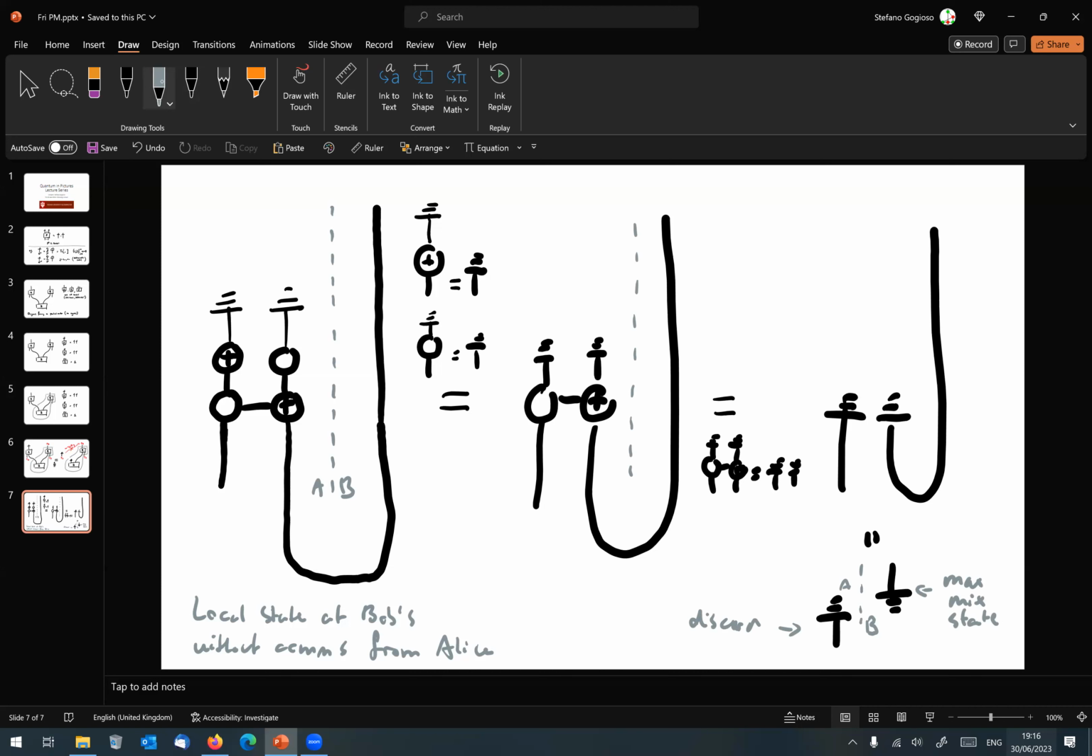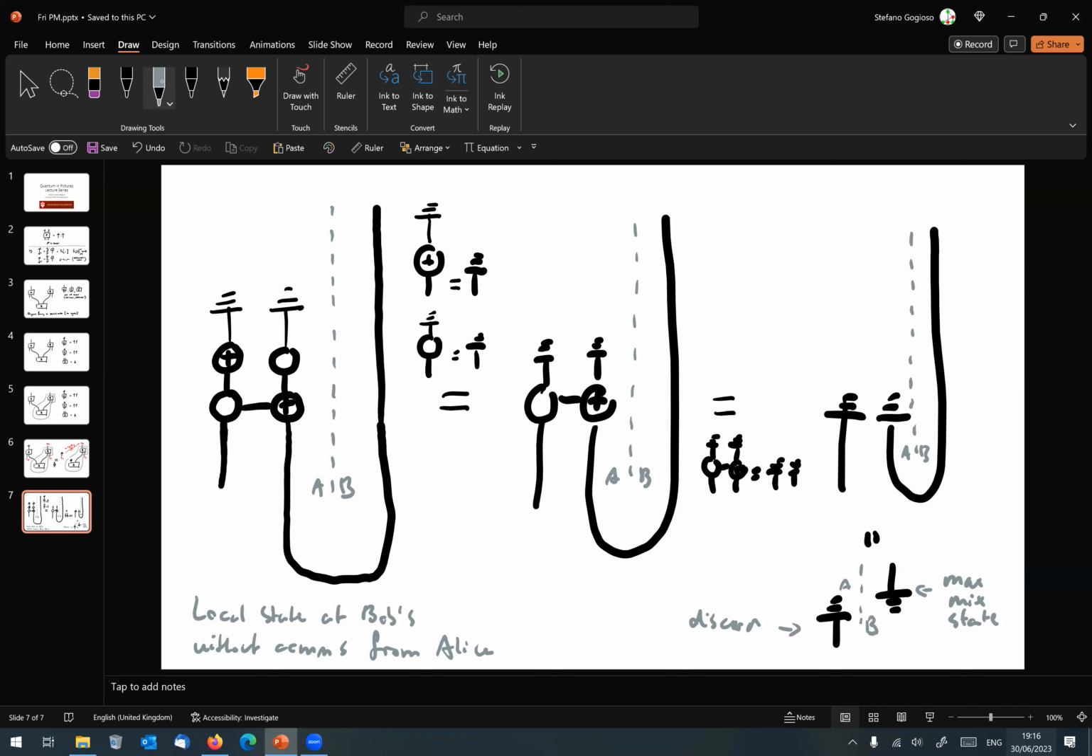So this is the effect of performing teleportation without Alice communicating any information to Bob. So if Alice doesn't communicate any information to Bob, then there is no effect. Bob sees the maximally mixed state. That's it.